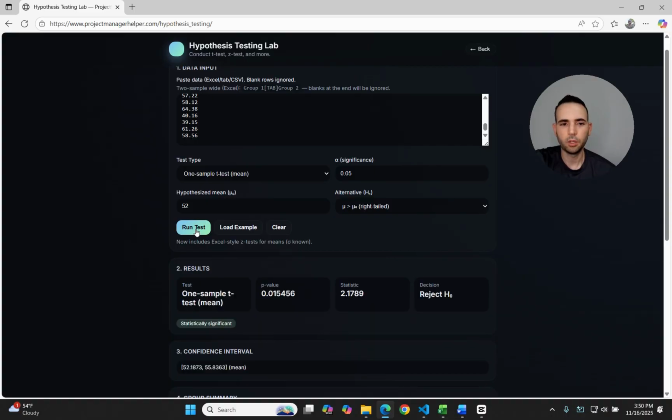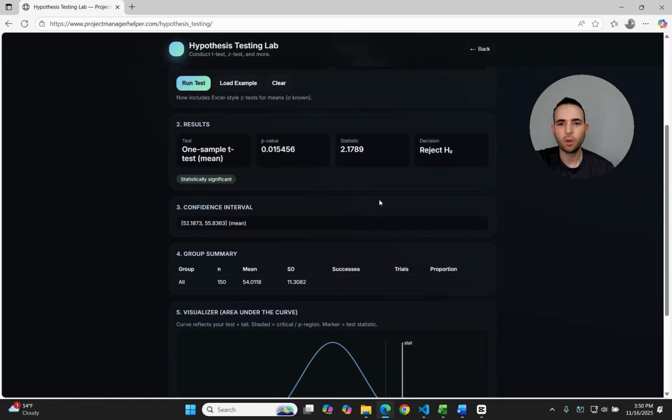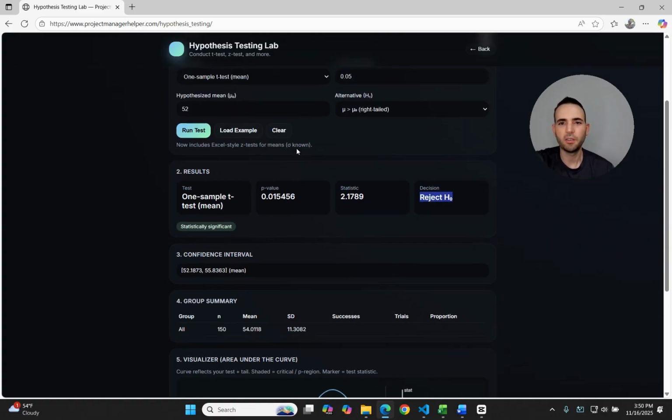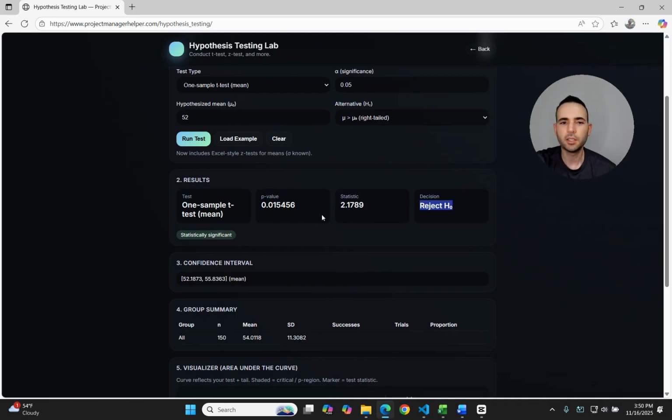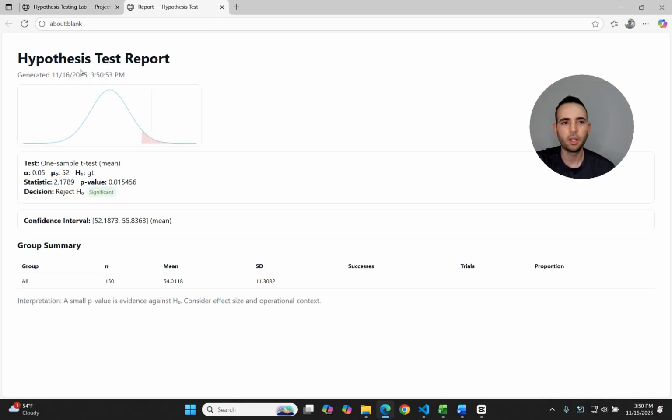That's it. Run the test, and you can see here in the graph that the test statistic is within the red area, which means we can reject the null hypothesis based on the p-value being less than 0.05, which is the alpha. That means that we have proved using statistics that the results are statistically significant, therefore we reject the null hypothesis. Now you can open a report as well, and it has all of that written down neatly here for a presentation if you're looking to do that.